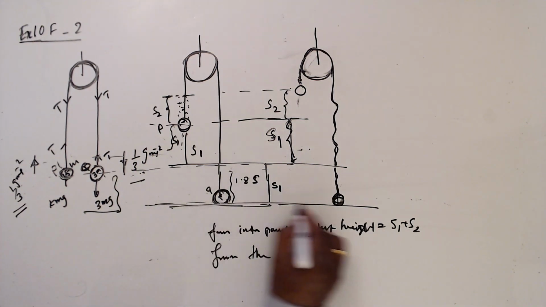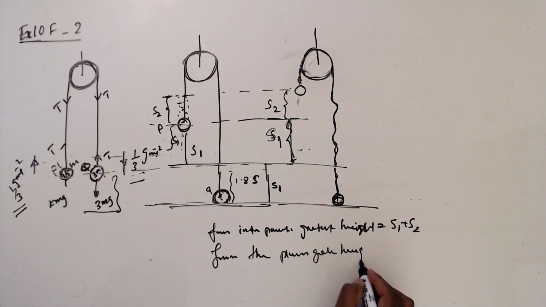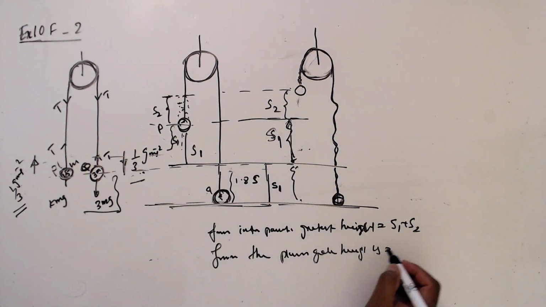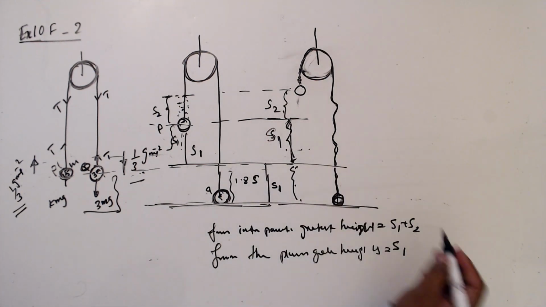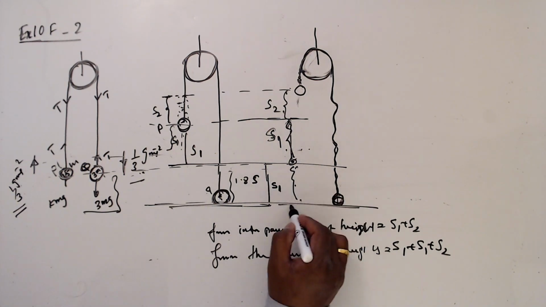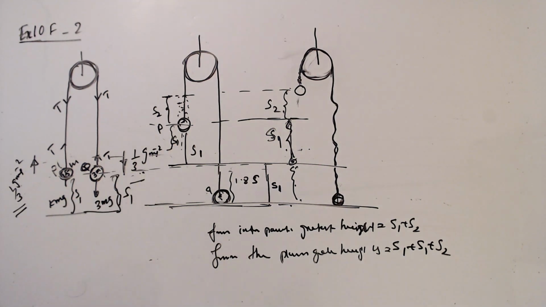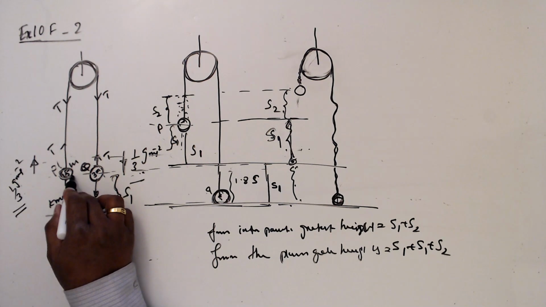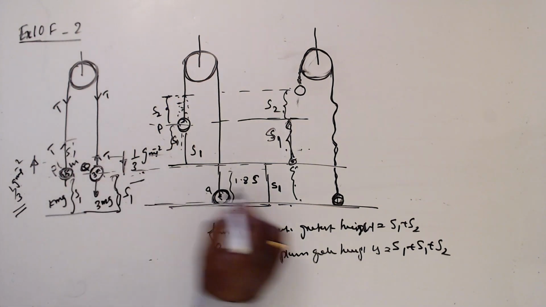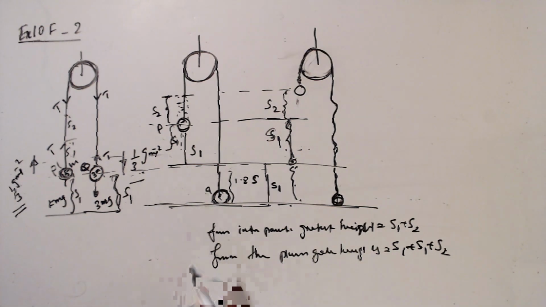From the plane, the greatest height is, so I have to add this one again, S1 plus S2. Because from the plane, initially it was at S1 height above, and on top of that S1, it will move another S2.